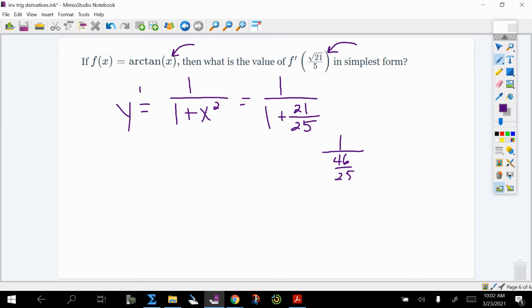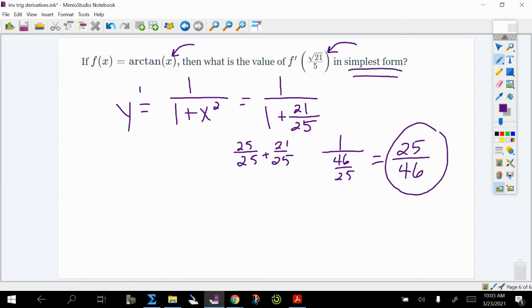Make sure I did the mental math right. So this would be 25 over 25 plus 21 over 25, so 46 over 25. And then when you multiply by the reciprocal, you would get 25 over 46. Again, trying to limit the decimals when they want that simplest form. They're looking for exact answers, so fraction answers, square root answers if they didn't simplify.